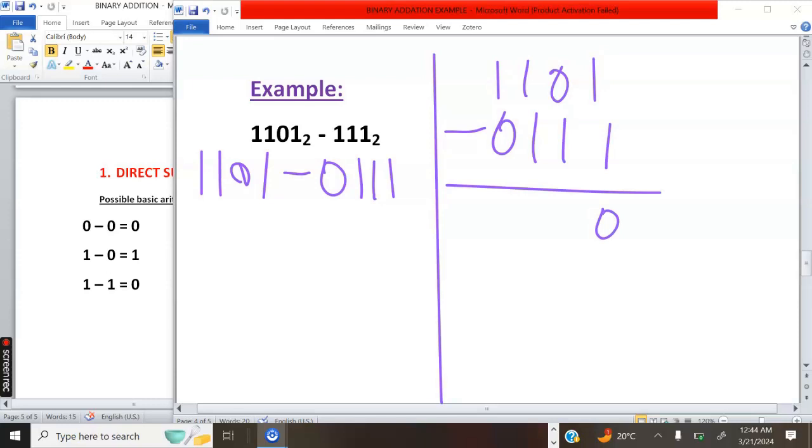1 minus 1 is always 0. While 0 minus 1, it's impossible. So what are you supposed to do? You borrow 1 from the left hand side. So you borrow 1 from this side and this remains with the 0. So this will be 1, 0. Now 1, 0 minus 1 is equal to 1.